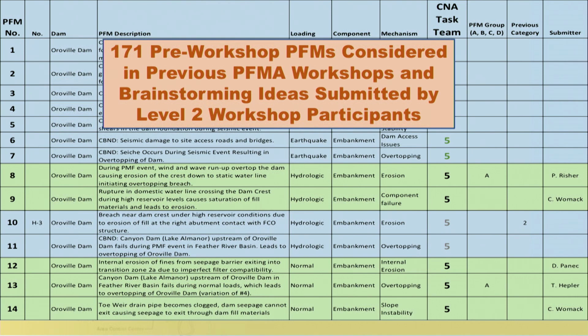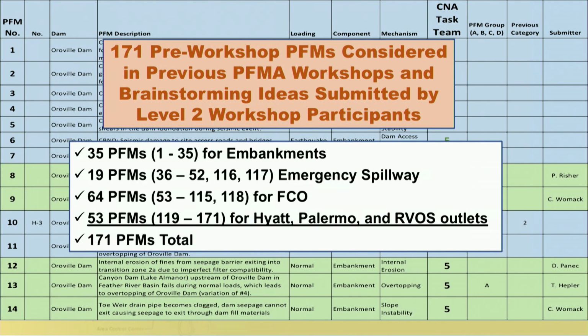Potential failure modes. Prior to the workshop, potential failure modes identified in previous PFMA workshops from 2009 to 2014 were combined and put in a table, and then the participants prior to the workshops were asked to brainstorm new potential failure modes. And these were all combined into a matrix, identifying 171 pre-workshop potential failure modes that were considered. These break down as 35 of them associated with the embankments, 19 associated with the emergency spillway, 64 associated with the flood control outlet, the headworks, and the chute, and 53 associated with the existing outlets. That's the Hyatt Power Plant, the Palermo Tunnel outlet, and the River Valve outlet.